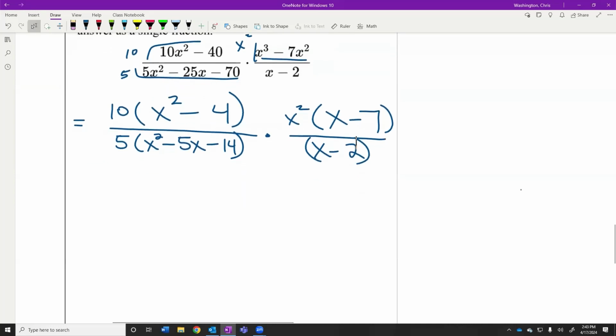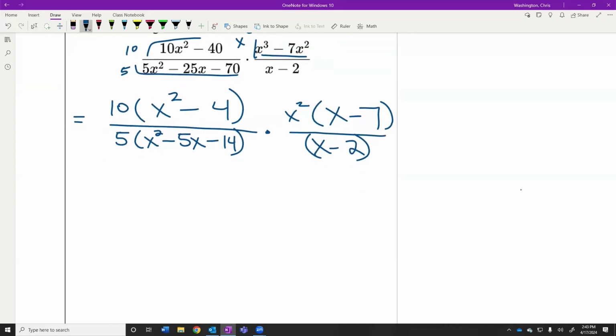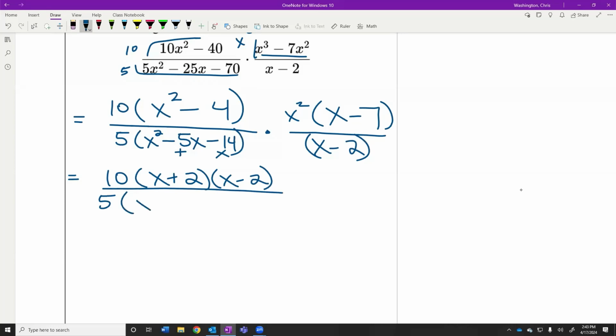We got to factor one more time the x squared minus 4 and the x squared minus 5x minus 14. We can factor those one more time. We can do the square root thing here again. It's a difference of perfect squares. X plus 2, x minus 2. This is technically bad notation, but that's okay. And then in the denominator, what can we multiply to get negative 14 that adds to give us negative 5? Negative 7, positive 2. We're multiplying this by x squared times x minus 7.